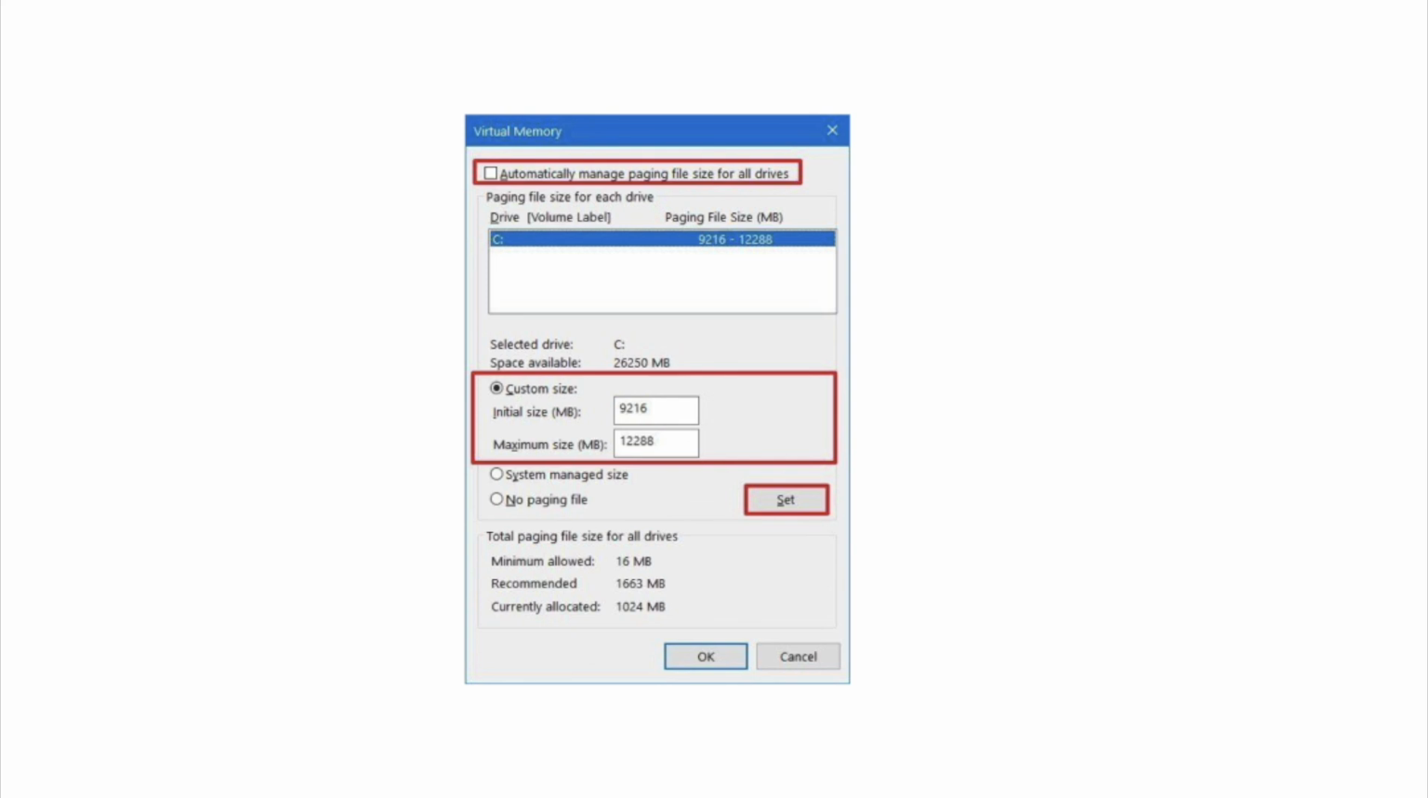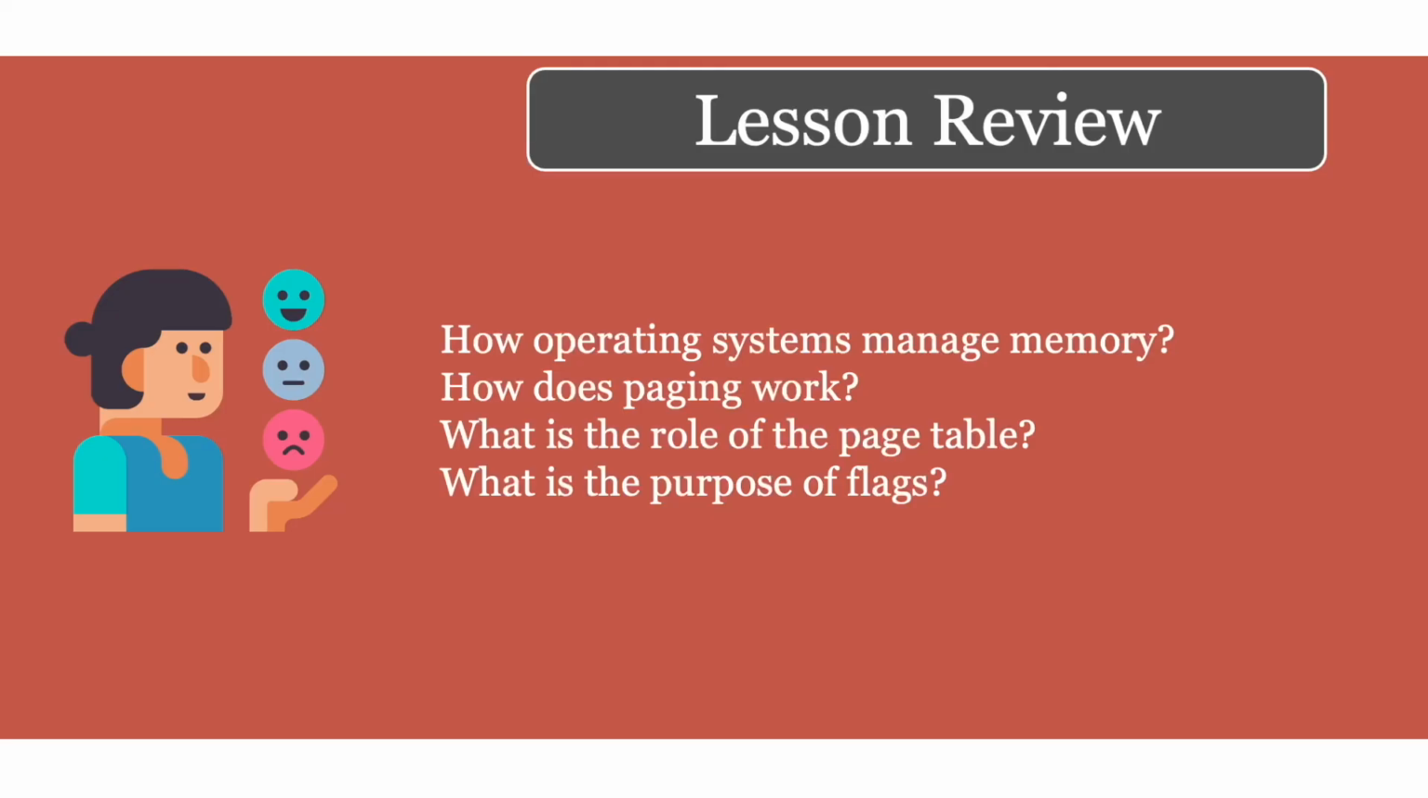For now, that's all for today. Hopefully you understand how operating systems manage memory, how paging works, what is the role of the page table, and what is the purpose of flags in a page table.